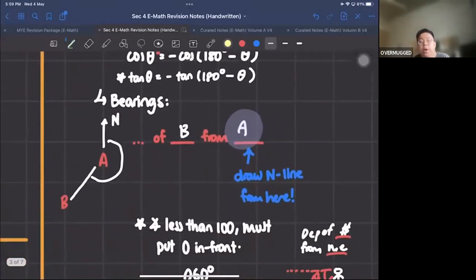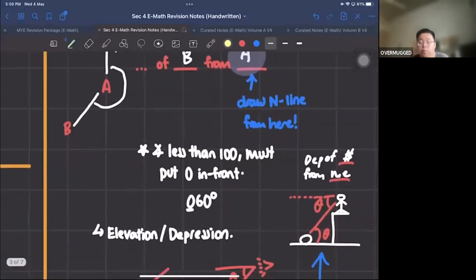Bearings. Bearing questions are important. Remember that all bearing questions are phrased in the exact same way: of something, from something. We will always draw the north line from the from. So for example, from this case is from A. So we're going to draw the north line from A, connect A to B. The arc that is connecting the 2 lines will be your bearings. You need to remember that for bearings less than 100 degrees, there must be a 0 in front of the bearing, or else you'll get it wrong.